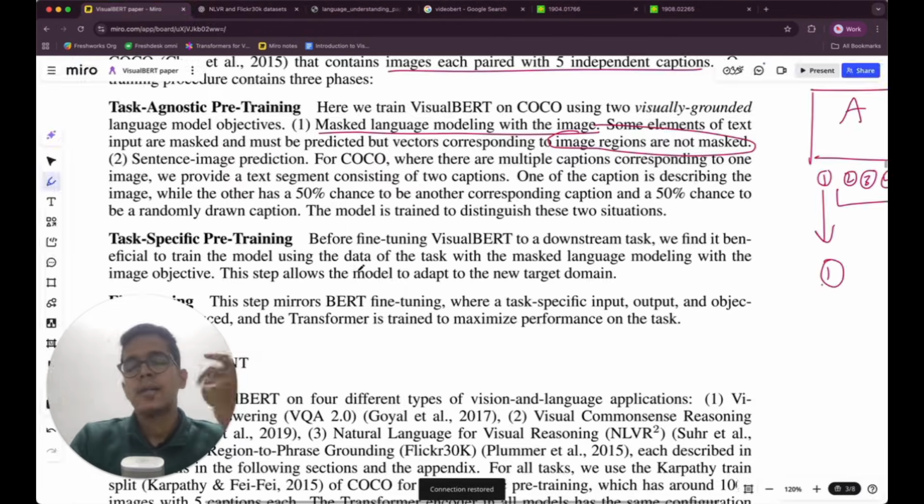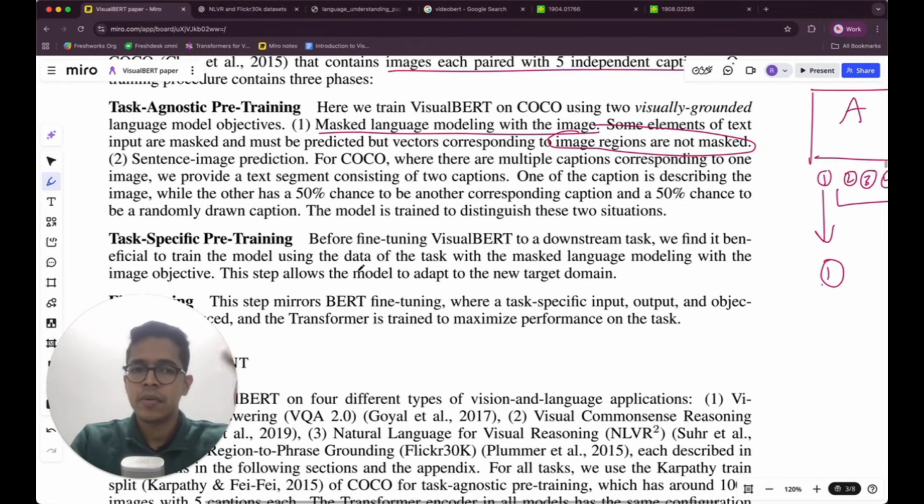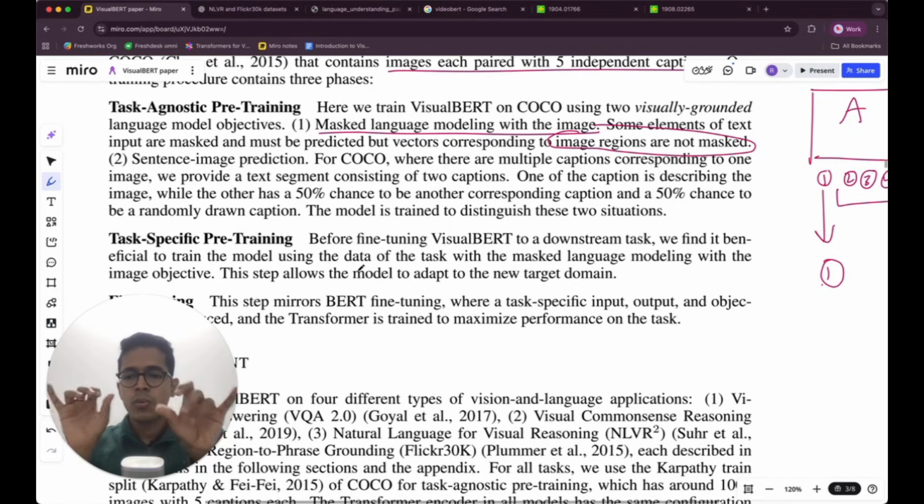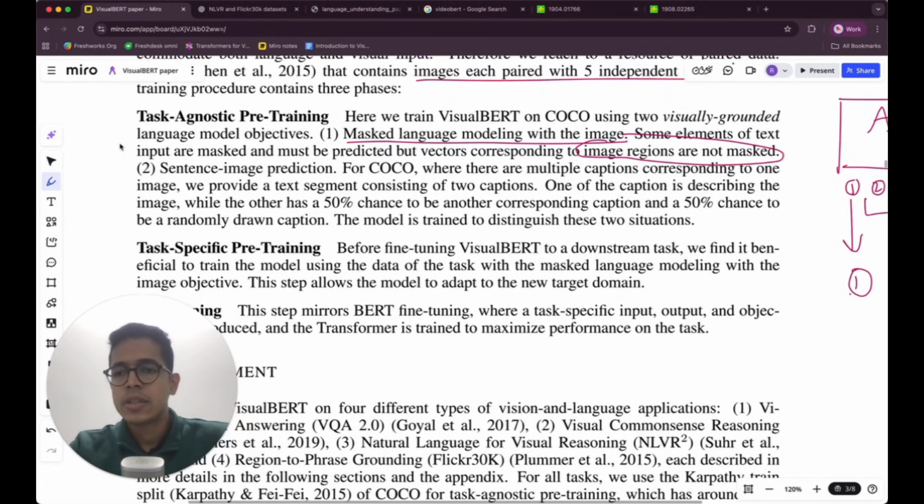So basically, caption 1 is corresponding to image A. Caption 2 may or may not be corresponding to image A with a 50% probability. Then class token, tokens corresponding to caption A, separator token, tokens corresponding to caption B, separator token, then tokens corresponding to the image regions. And in this, the tokens corresponding to both captions will have some tokens masked. Okay. Now, so this is the task agnostic pre-training.